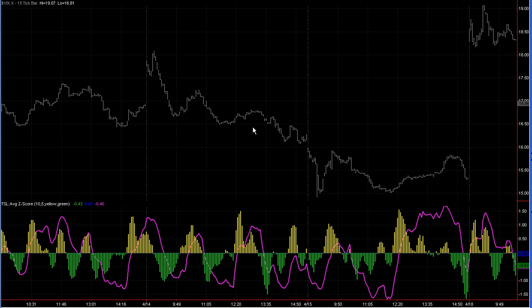More likely you're going to be able to identify good trading opportunities just by visually comparing where the VIX is to the Z-score, the histogram, as well as the zero line. Excellent methodology for determining more significant changes in market direction. And that completes this brief discussion of Z-score and the VIX.